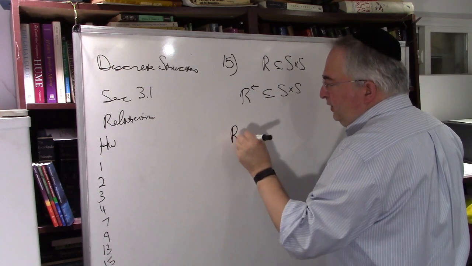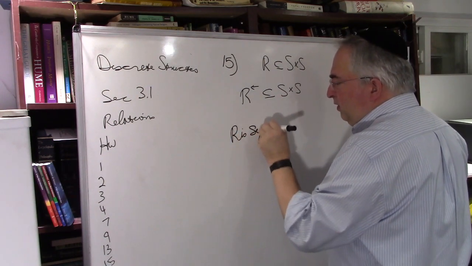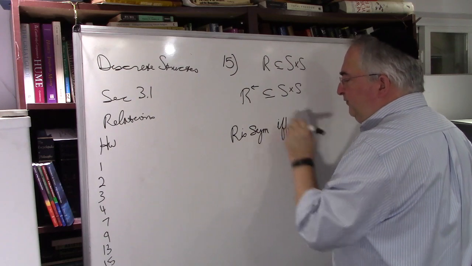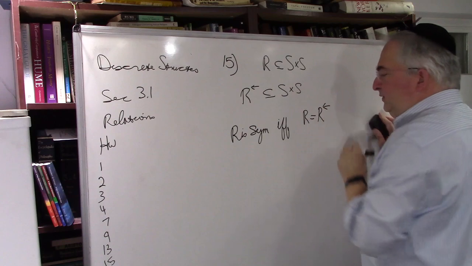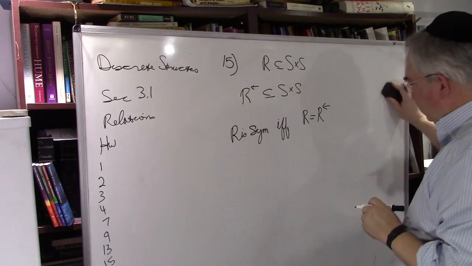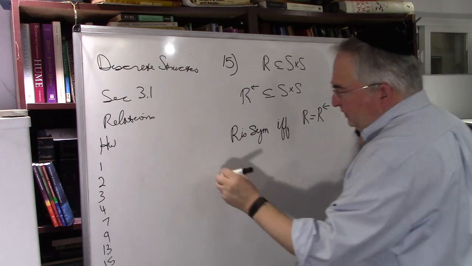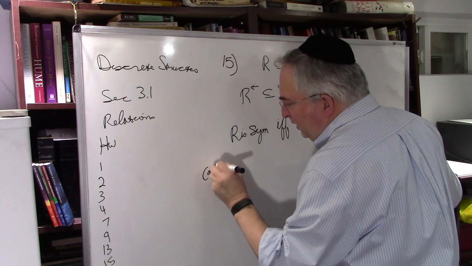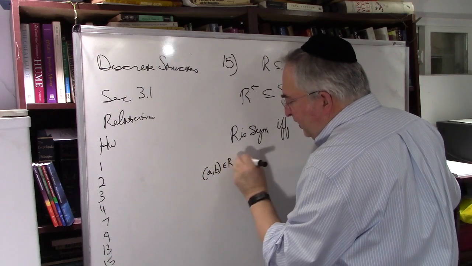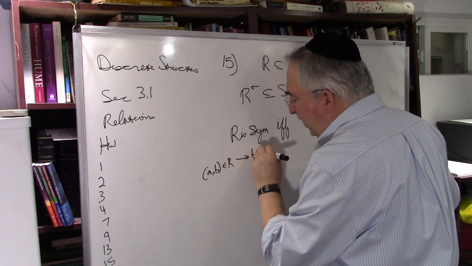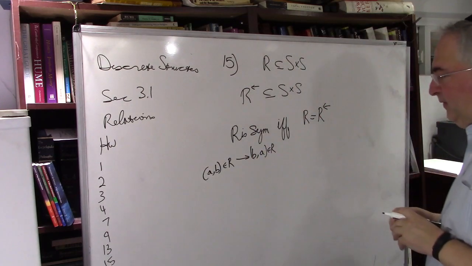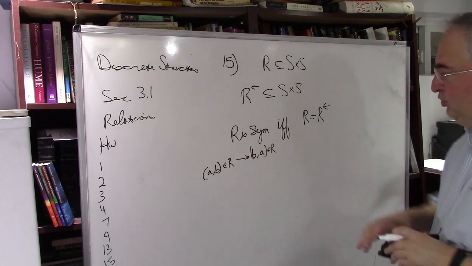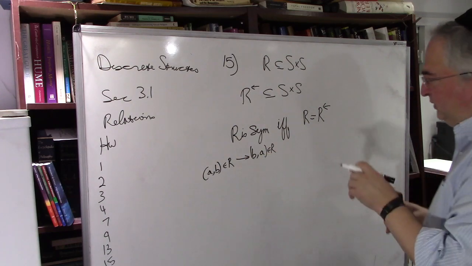Okay. R is symmetric if and only if R equals R inverse. So let's see what this says. This says if A comma B is a member of R, that implies that B comma A is a member of R. Okay, great. Now, let's assume this is true. So let's see what this says.